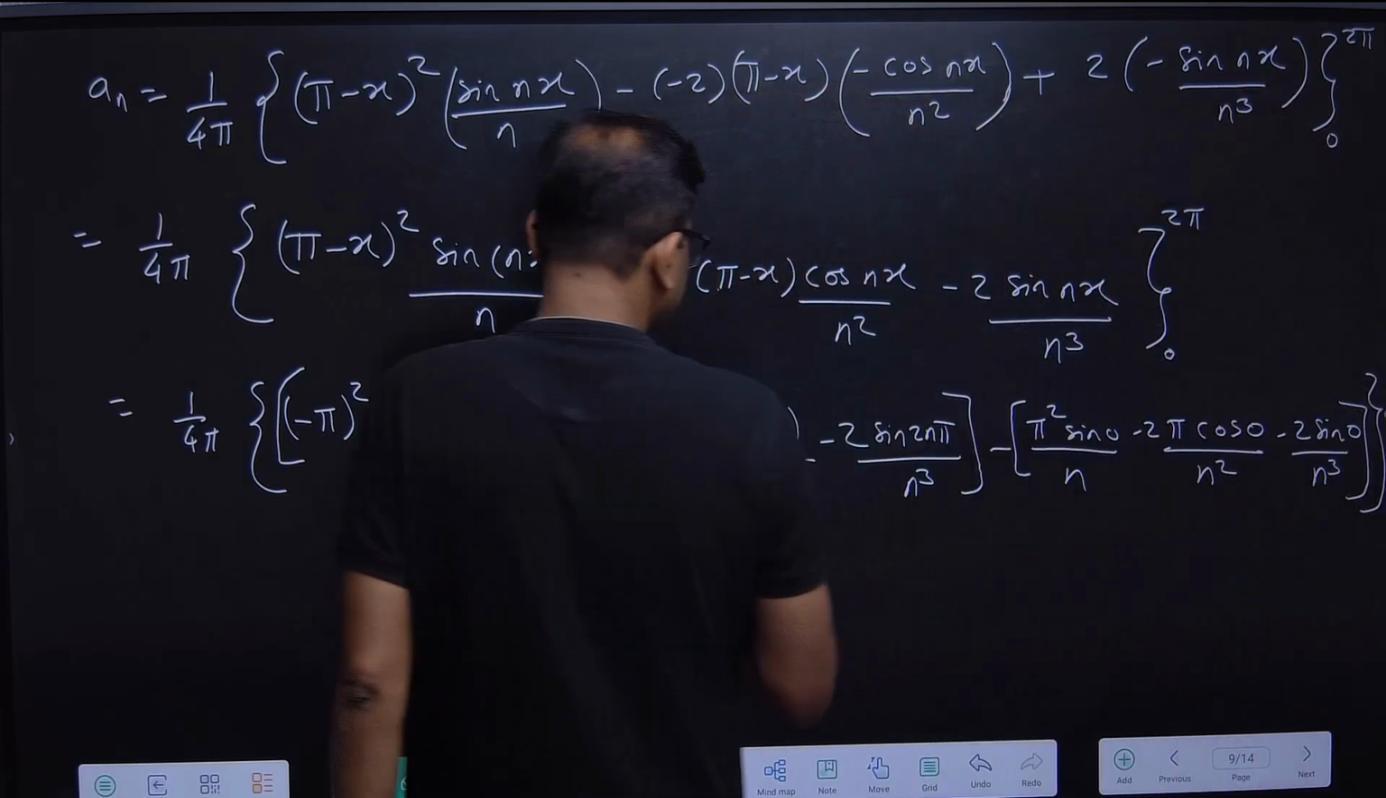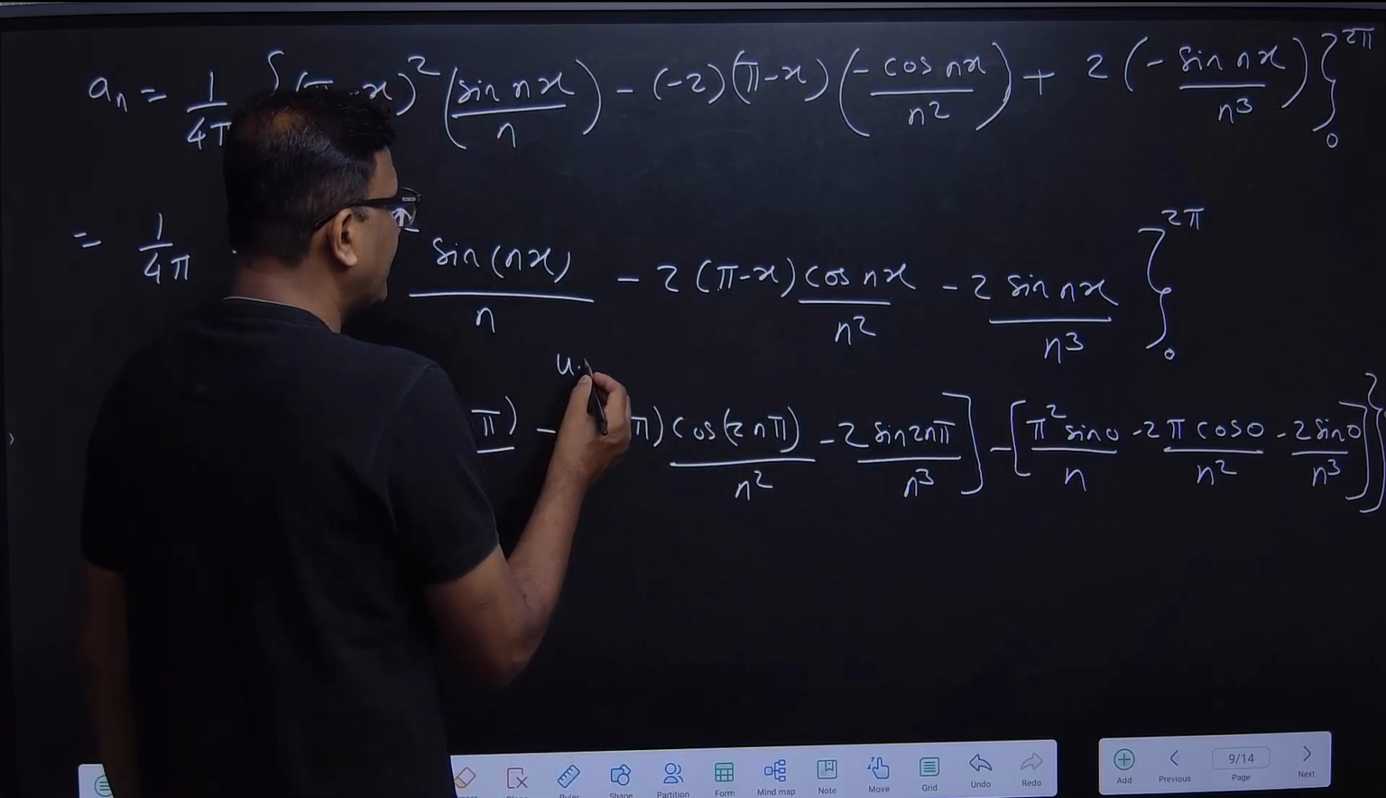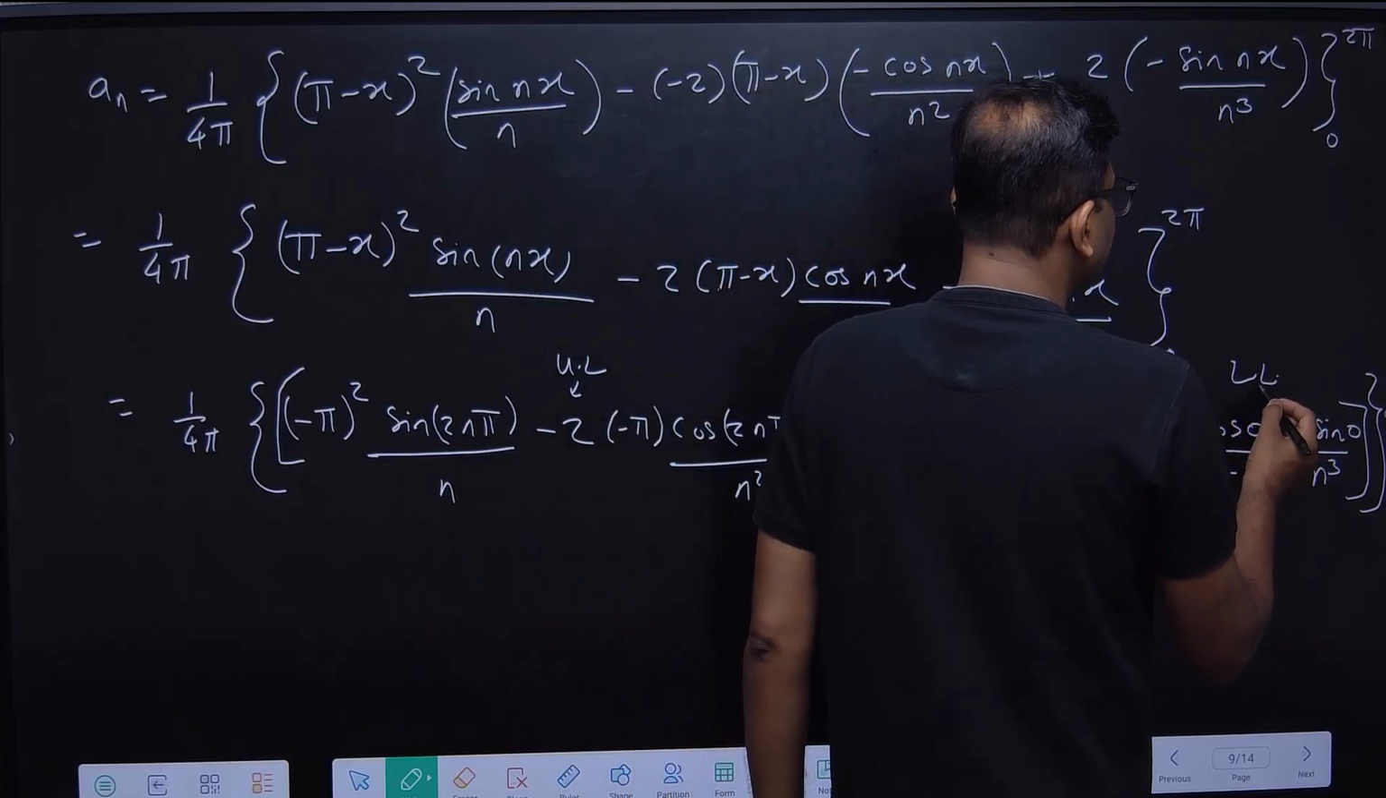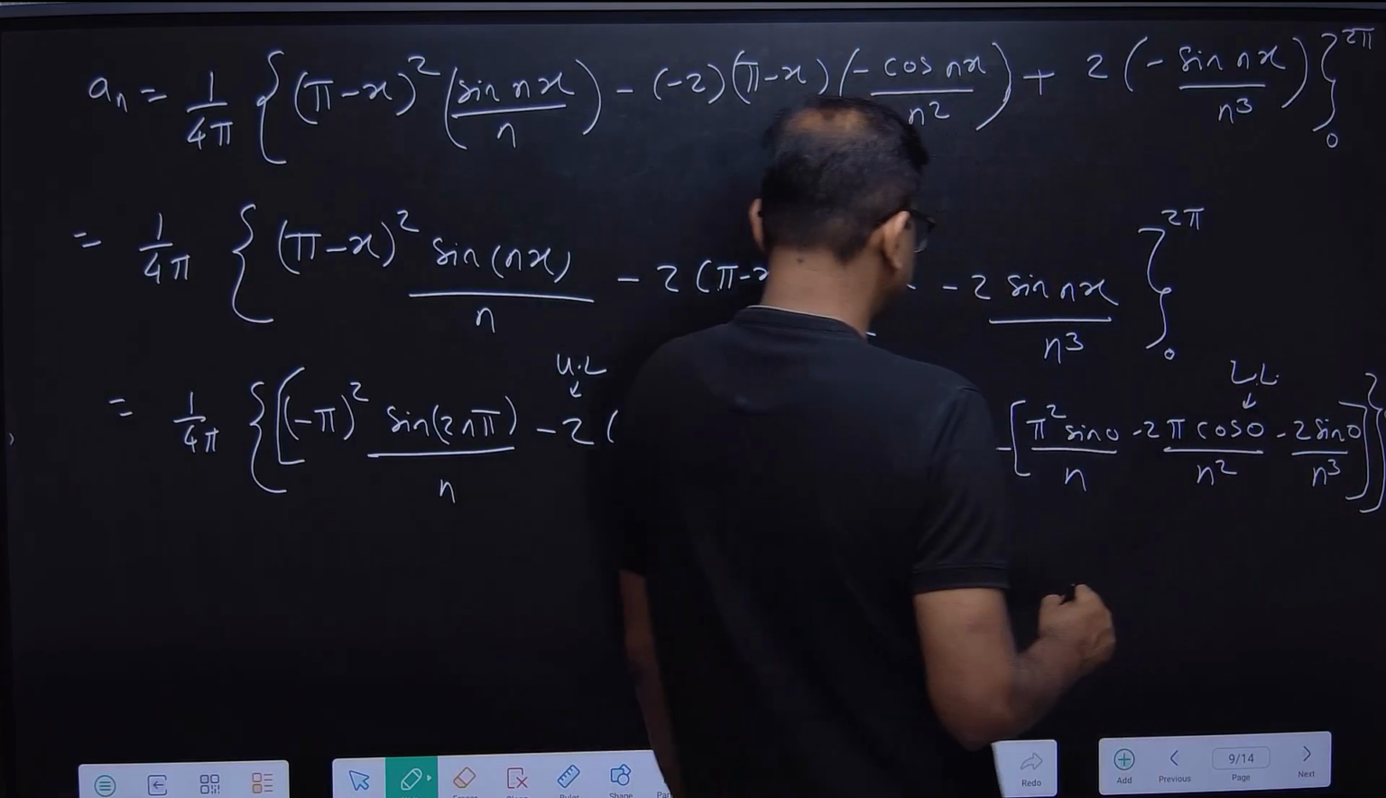So the first bracket here, we have got by substituting the upper limit, whereas the second bracket we have got by substituting the lower limit 0 in place of x.